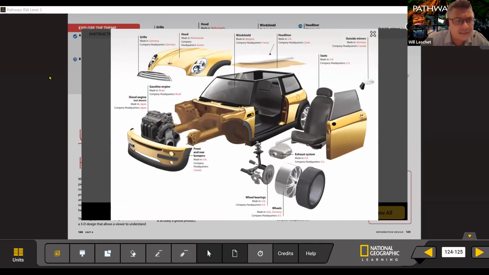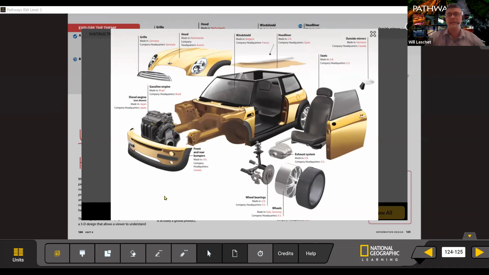So we've got the parts, yes, but if we look underneath the part, it says, for example, grill. So we've labeled the parts, but there's more information here. Yes, it's showing the origin, so where this part is made. So we can see that this grill is made in Germany, and we can also see the headquarters. So where is the company headquarters? In this case, the grill is made in Germany and the headquarters are in Germany.